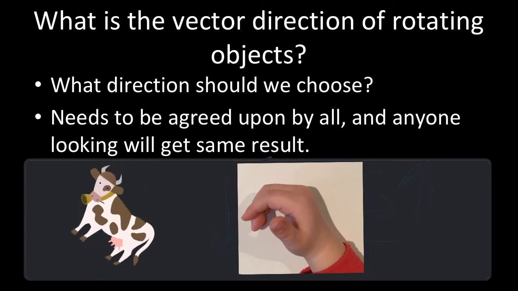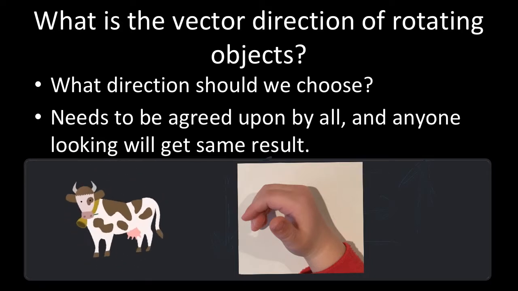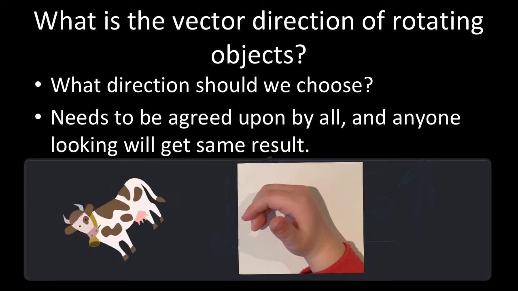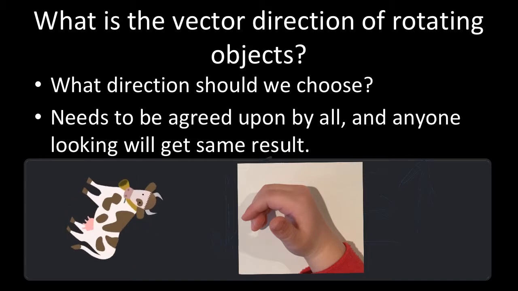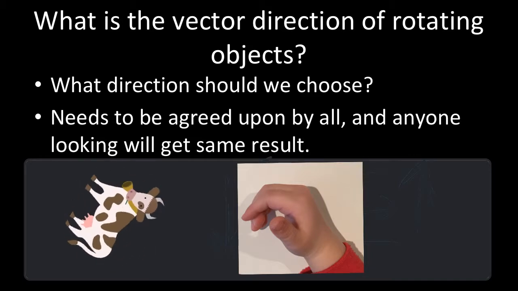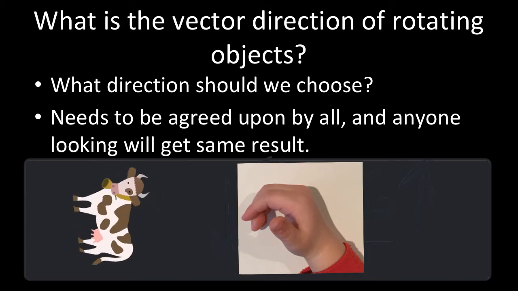The way that we do this is we use the right hand rule. So what you do is you curl your fingers of your right hand in the direction that the object is rotating, and then you extend your thumb, and the way that your thumb is pointing is the direction of the angular velocity. So in this case, we curl our fingers of our right hand and our thumb points out of the screen, so the angular velocity would be out of the screen.